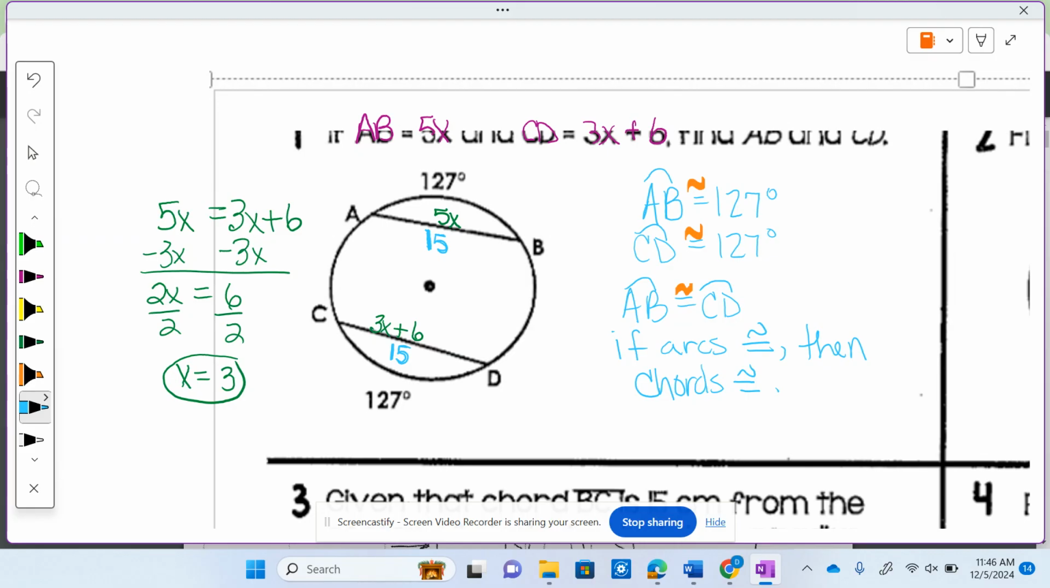Do we feel okay with that? We know how to recognize that? So congruent chords cut congruent arcs, and congruent arcs cut congruent chords. Like that just makes sense, right?